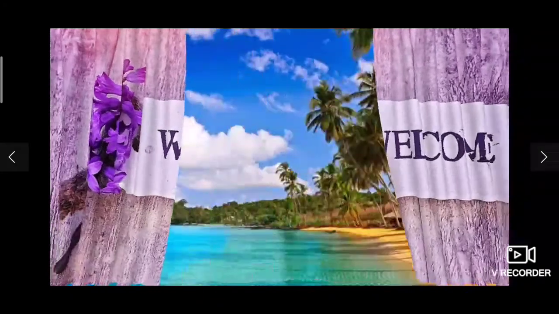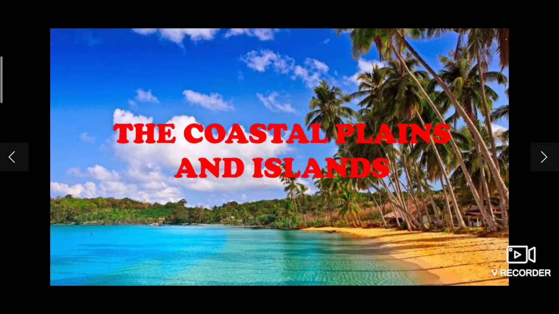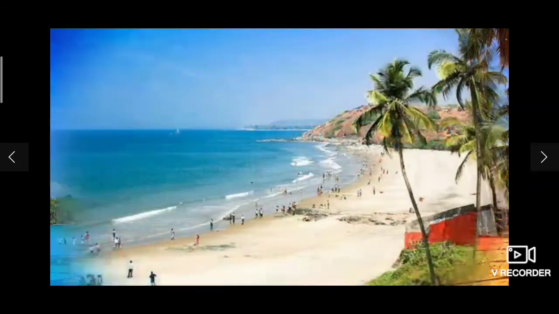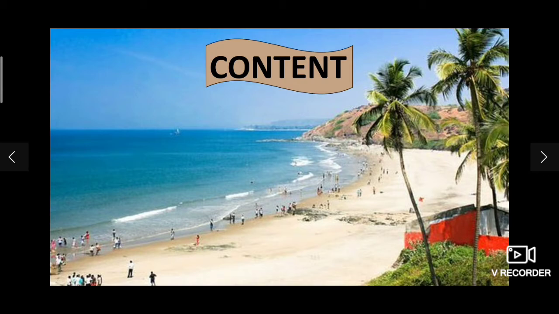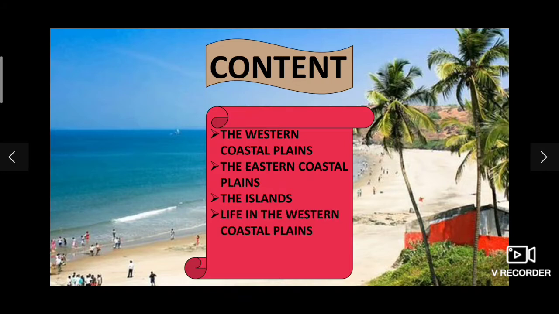Today we are going to study lesson 7, the coastal plains and islands. In this lesson we will read about the western and eastern coastal plains of India. We'll also read about the two island groups of India and the life of the people in the western and eastern coastal plains.